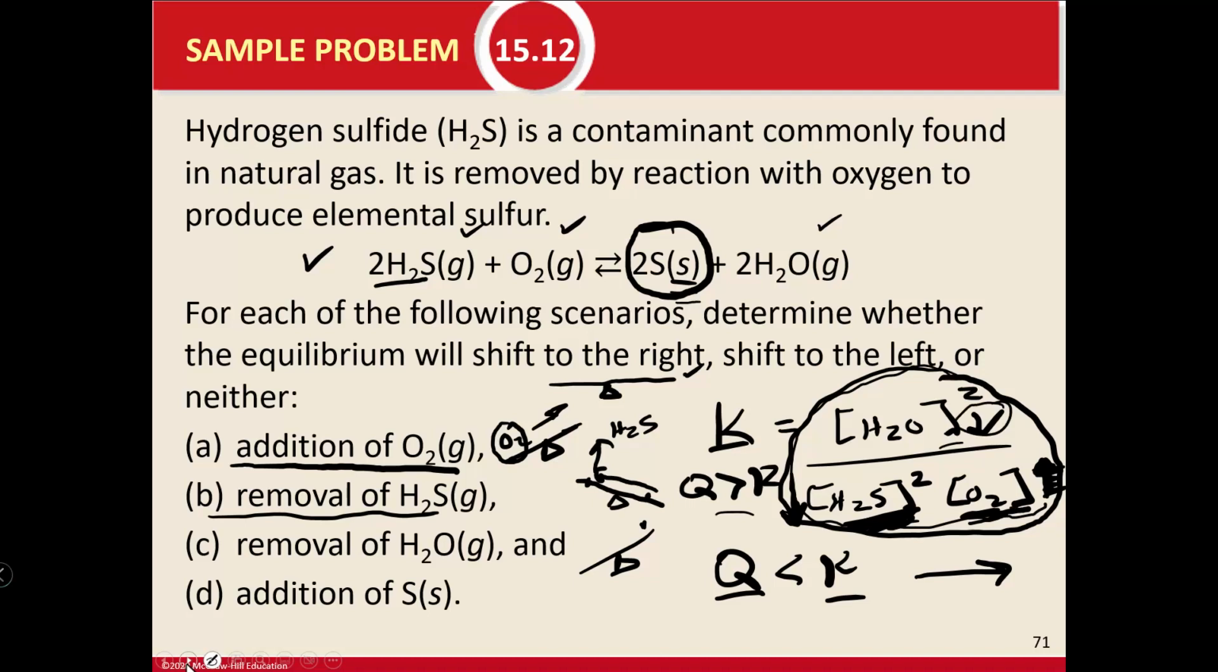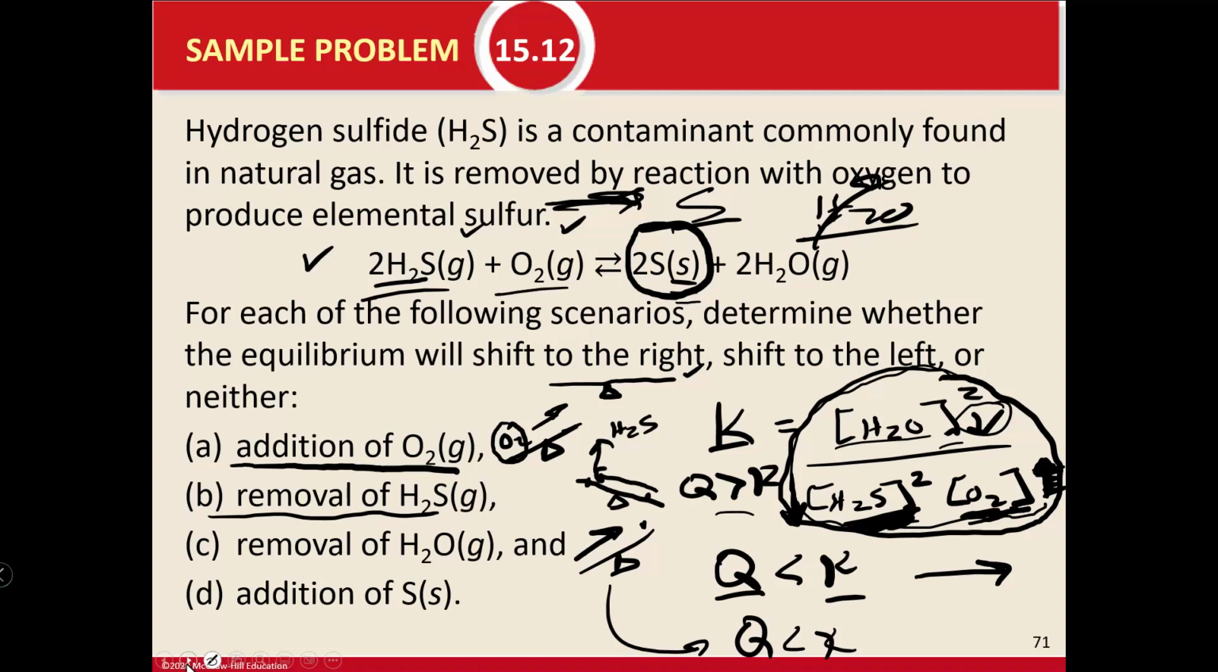The overall expression here, this ratio, when I remove water and the hydrogen sulfide and oxygen were fixed, if I remove water, the water concentration decreases, and we're going to get into the Q is less than K again for this one. And so we know the reaction is going to have to shift to the right to make up for that loss of water. So removed water, that's going to produce more sulfur and water. Because if we remove water, the reaction has to shift to the right. More sulfur and water is going to be produced, and hydrogen sulfide and oxygen are going to be consumed.